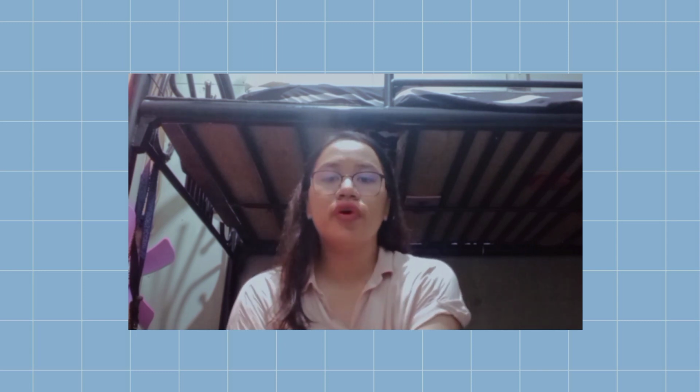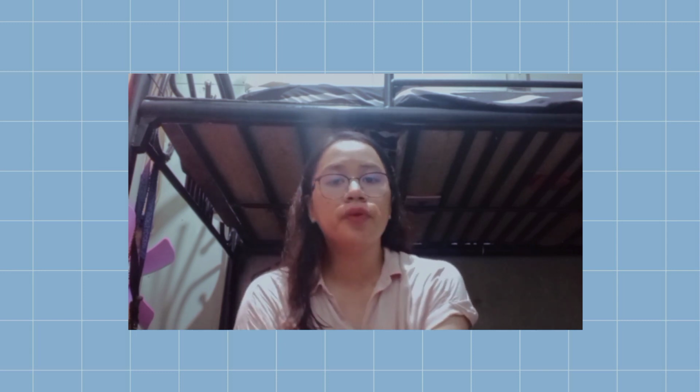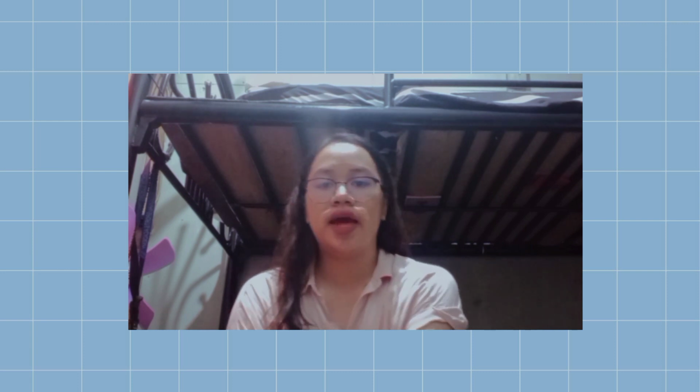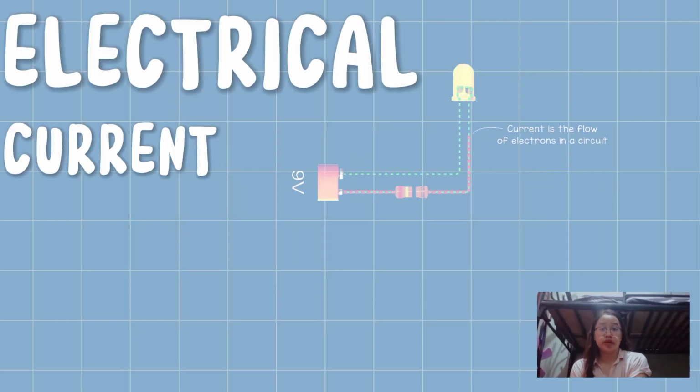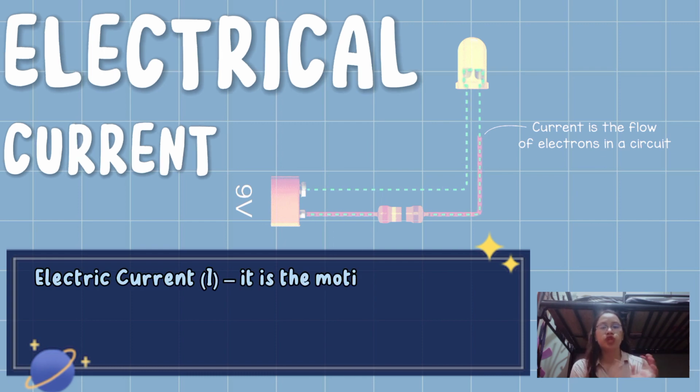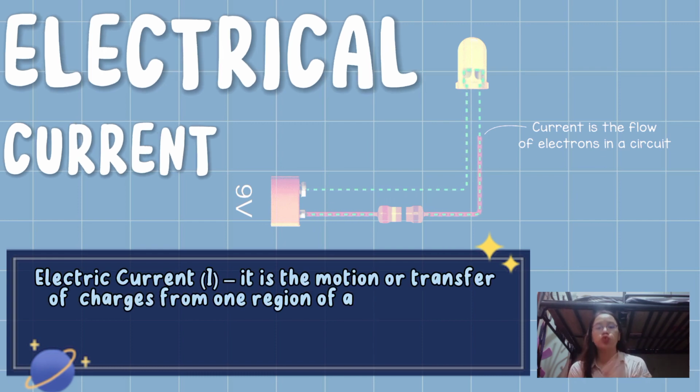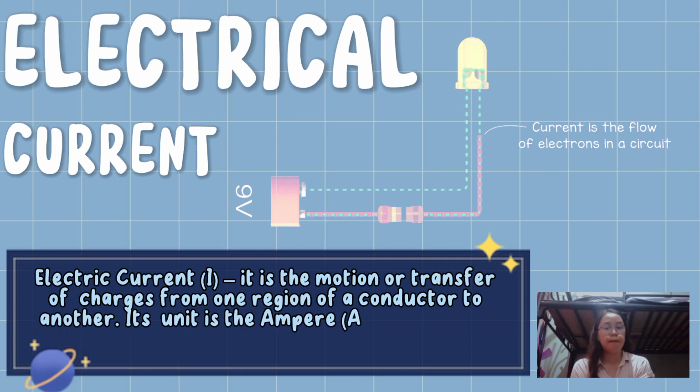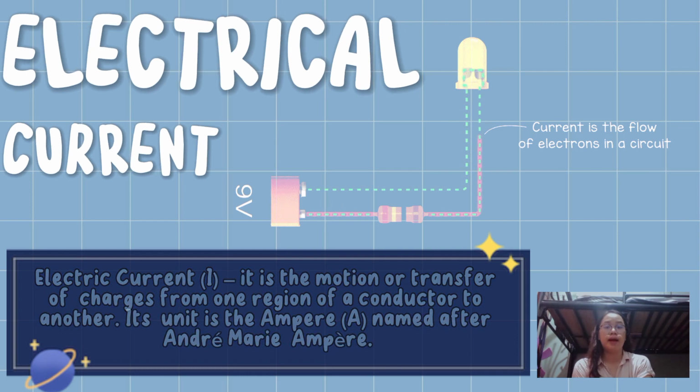We studied the properties of charges when they are at rest. In reality, the charges are always moving within the materials. For example, the electrons in a copper wire are never at rest and are continuously in random motion. Therefore, it is important to analyze the behavior of charges when they are in motion. The motion of charges is called electric current. Electric current is the motion or transfer of charges from one region of a conductor to another. Its unit is the ampere, named after Andre Marie Ampere.